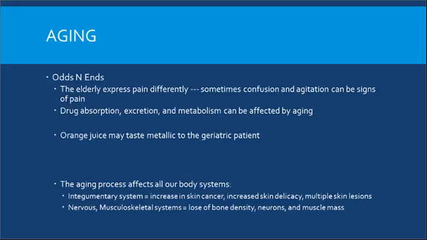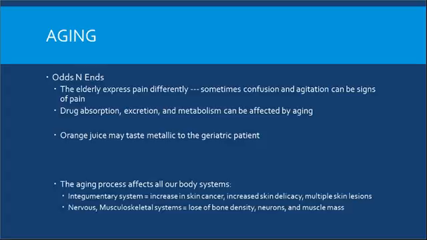Some tidbits about aging. So the elderly express pain differently sometimes, and sometimes confusion and agitation can actually be signs of pain. Drugs absorb differently in the aging population as well. So the absorption, the excretion, the metabolism can all be affected. And then another tidbit is orange juice in some geriatric patients actually might have a metallic taste. And then almost all of our body systems are affected by the aging process.